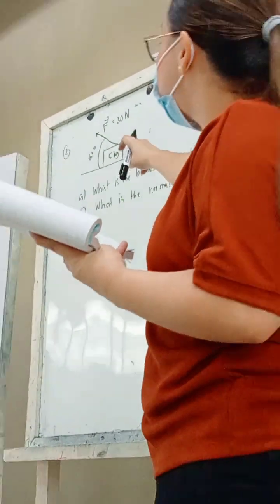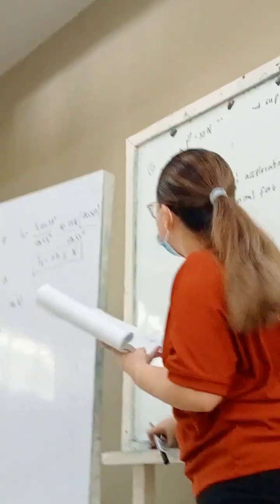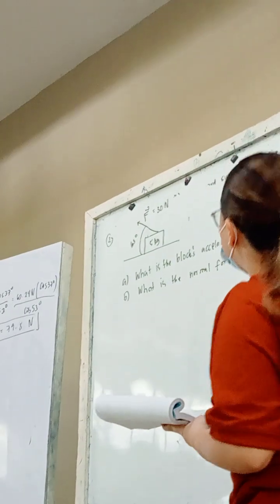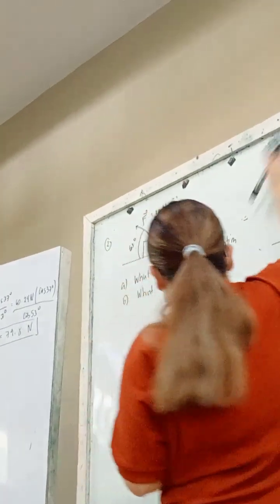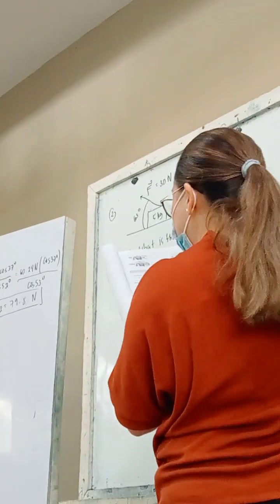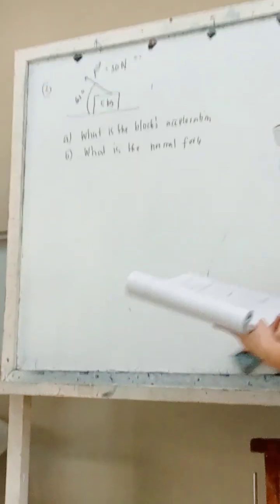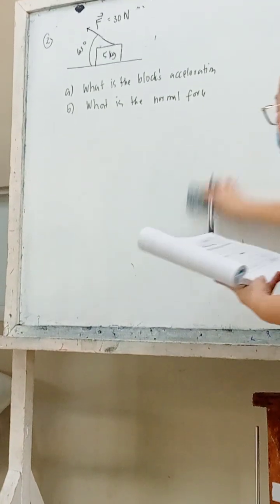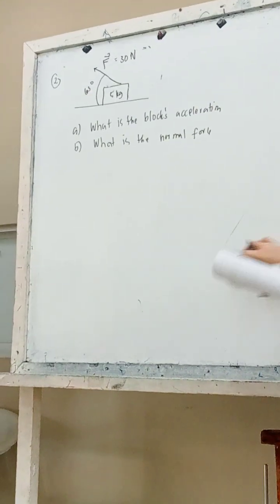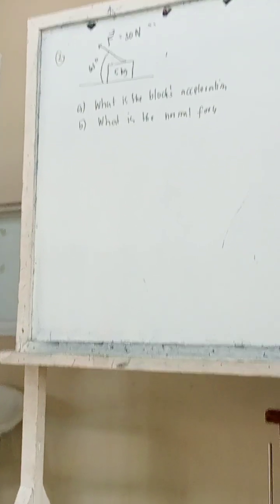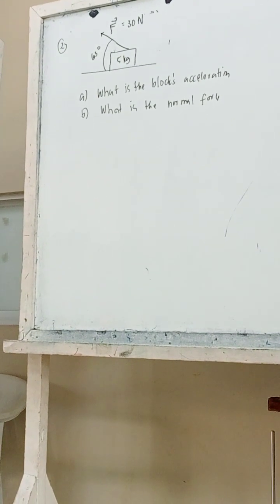...by an external force of 30 Newton. The angle between the force and the horizontal plane is 63 degrees. So we have the mass of the block, the applied or external force, and the angle between the force and the horizontal plane, which is 63 degrees. The question: what is the block's acceleration and what is the normal force?